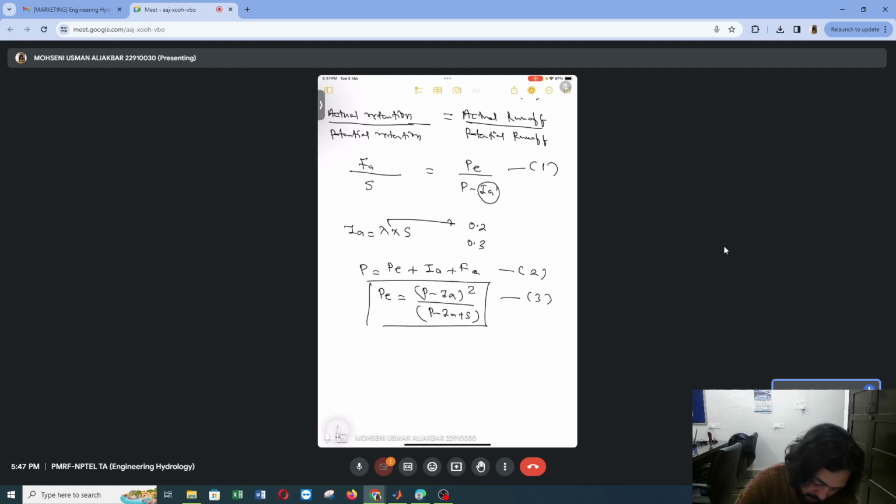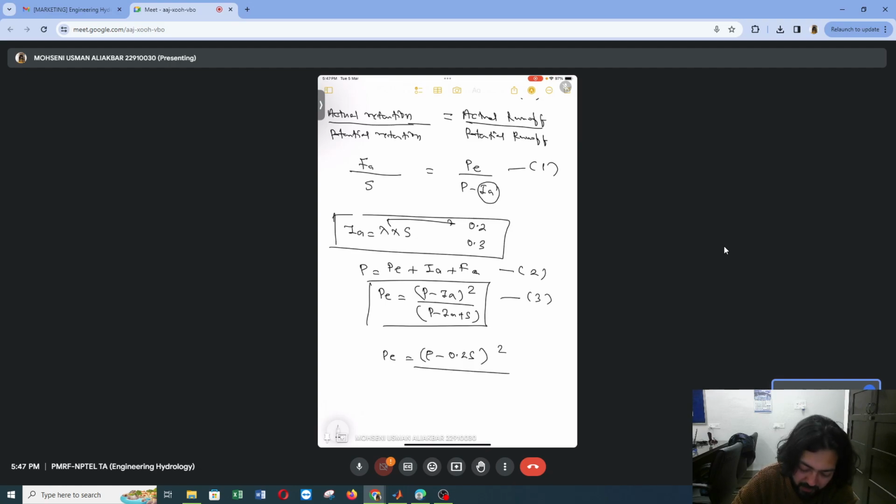If we substitute the value of I of a as 0.2 S, then we can further modify this equation, and it would become P of E equals P minus 0.2 times S, whole square, upon P minus 0.2 S plus S. So here I of a becomes 0.2 times S, and this is 1 S, so the denominator will be P plus 0.8 times S. So we can say that this is the final equation.